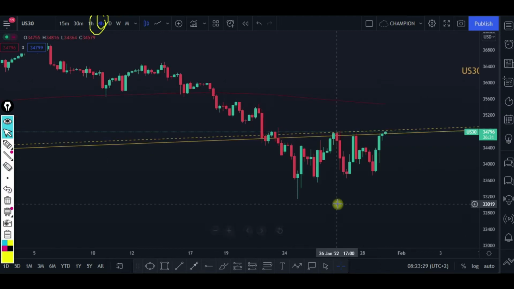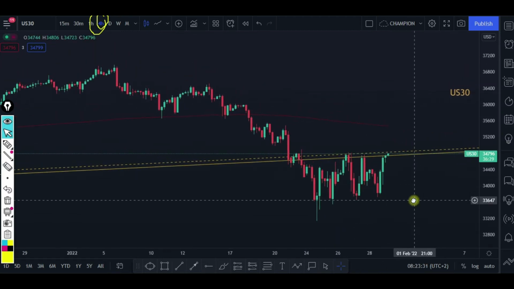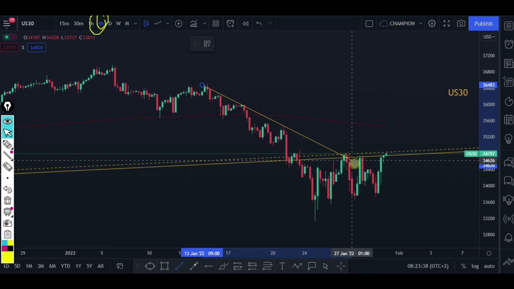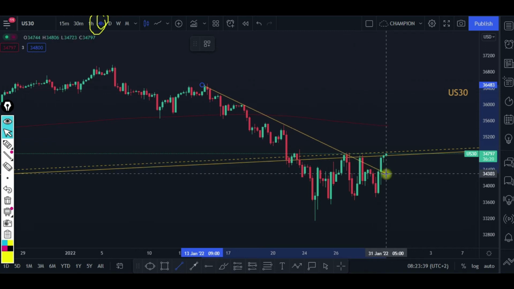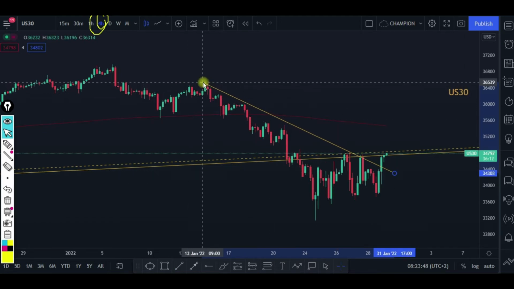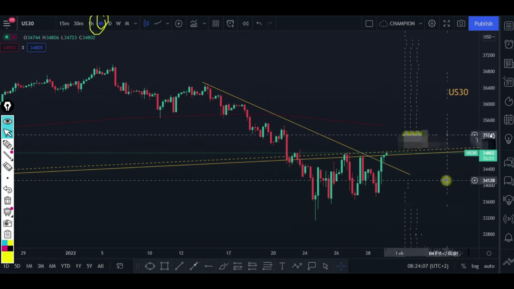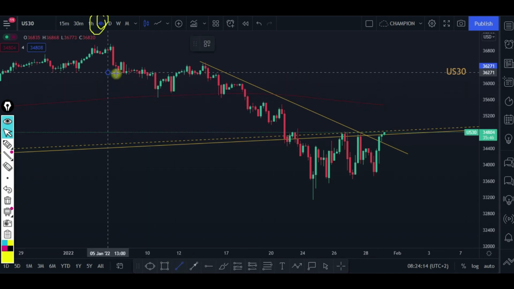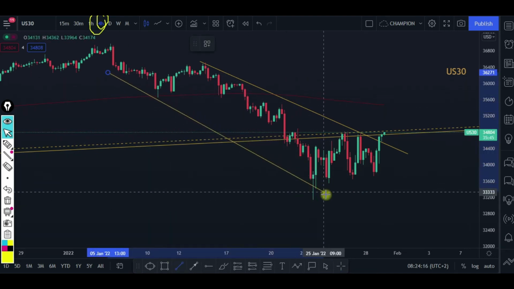On 4-hourly time frame, we can see that the market also had the downtrend. The US30 was giving us a nice downtrend, same as Nasdaq. I hope you guys are able to see that. If you can see this downtrend, the market was also selling. I mean, the US30 was also selling.